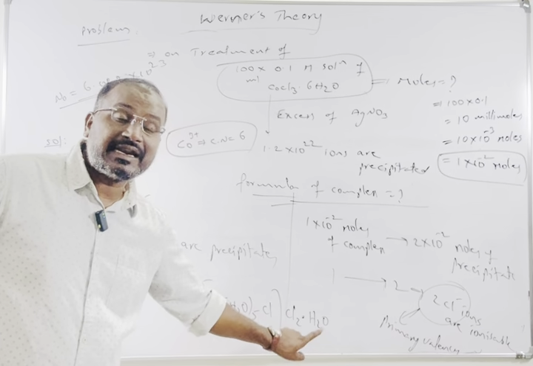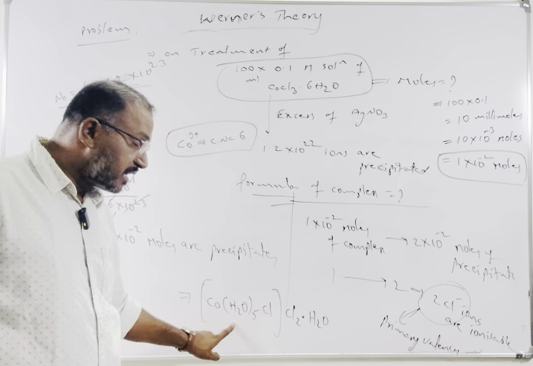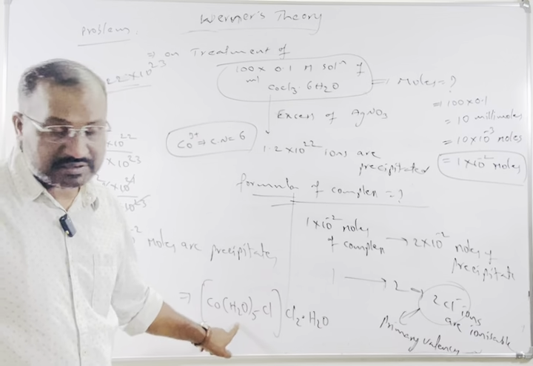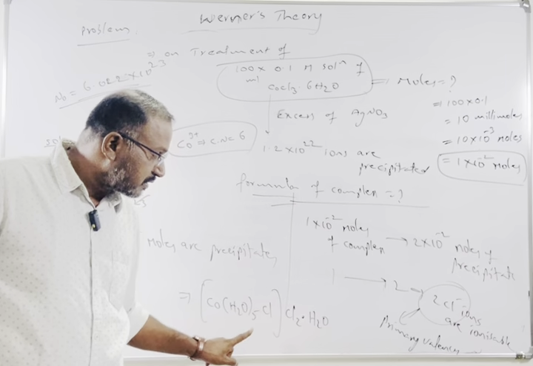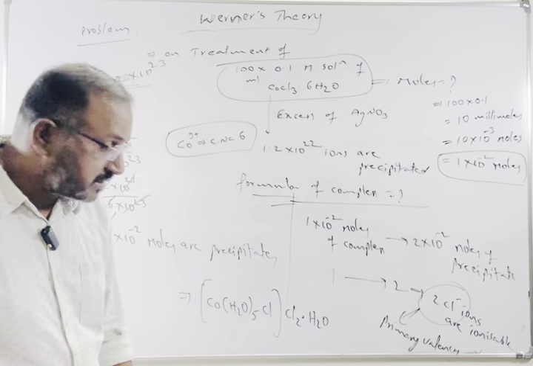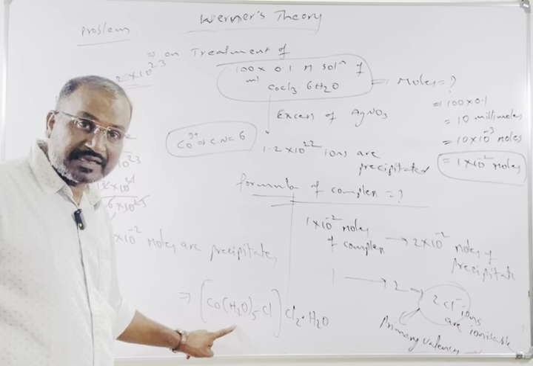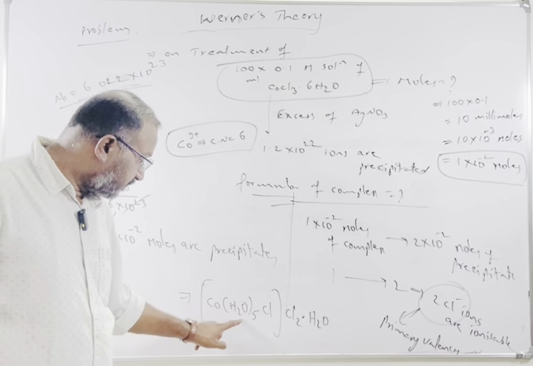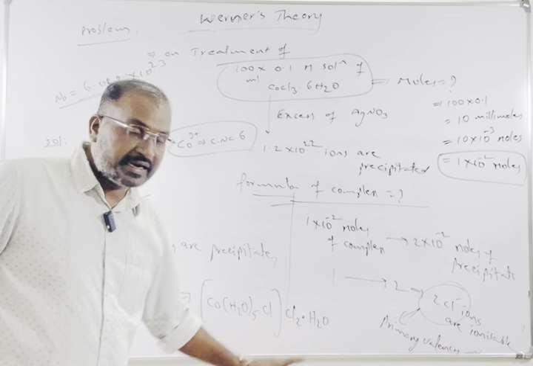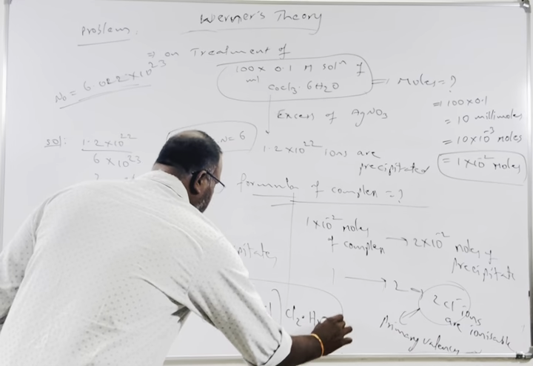This is hydrated molecules. These are coordinated molecules. These are linked to the complex by hydrogen bonds. So these 5 are coordinated, this one is hydrated. This is the formula of the complex.